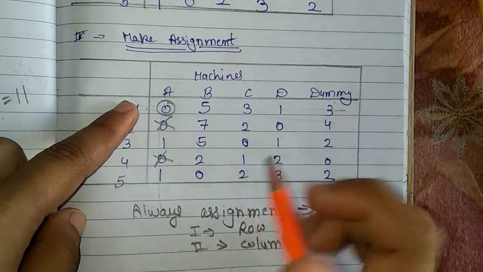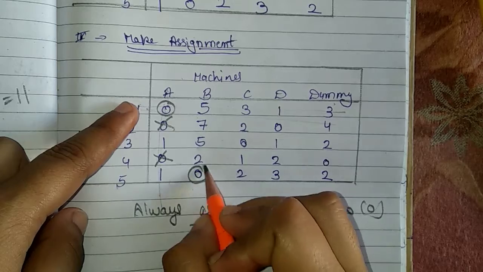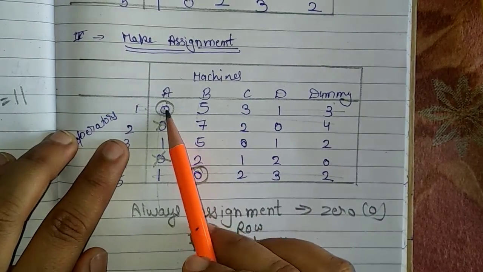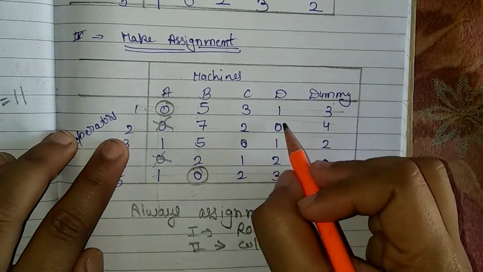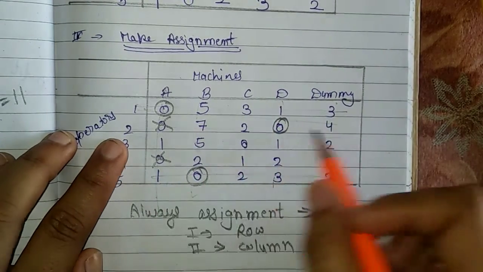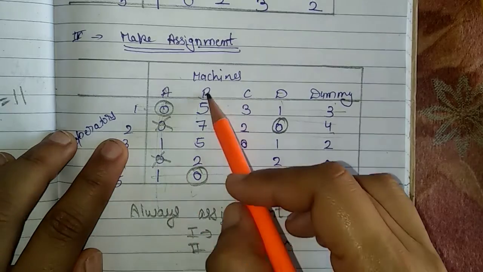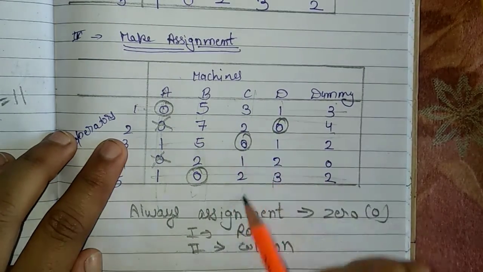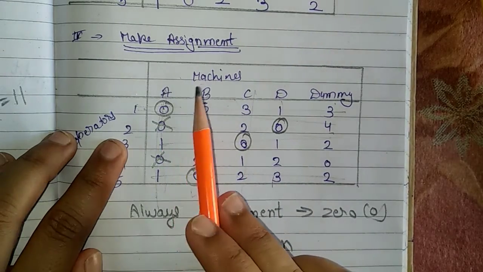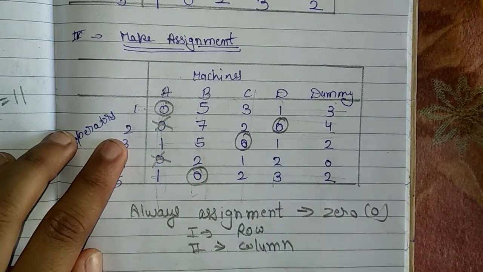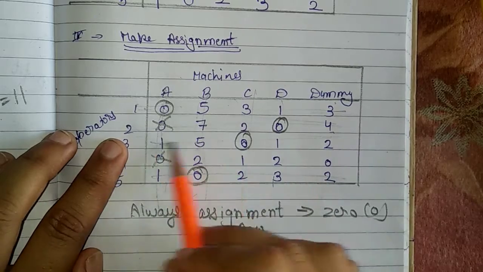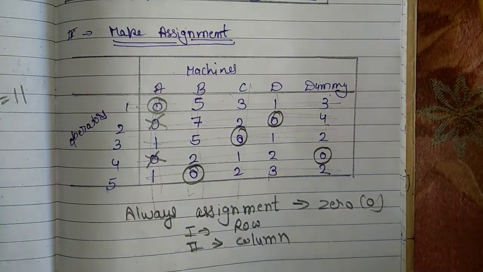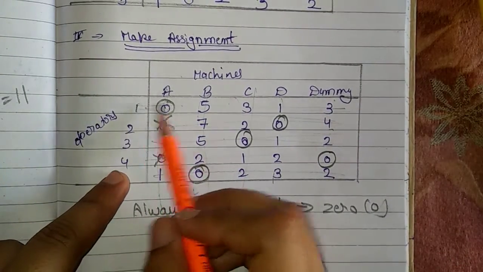In this column there is no 0 remaining. In this column there is one 0 remaining. The respective zeros are cut. First we move row wise, then column wise, again row wise. Their respective zeros are cut. Again column wise, we make assignment, but their respective zeros are cut. Now row wise, here is a 0, so we make assignment to it. Now you can see that every row gets an assignment.